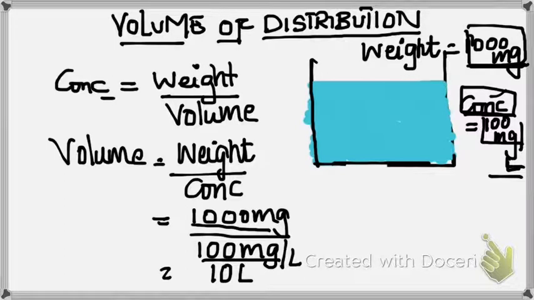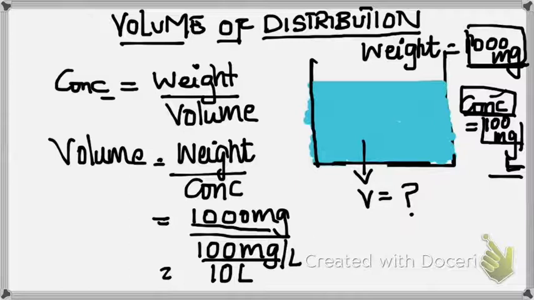In this video, we are going to see the volume of distribution. Its definition could be better understood if we see some examples. Consider a beaker which is filled with water. We don't know the volume of liquid which is present in this beaker.